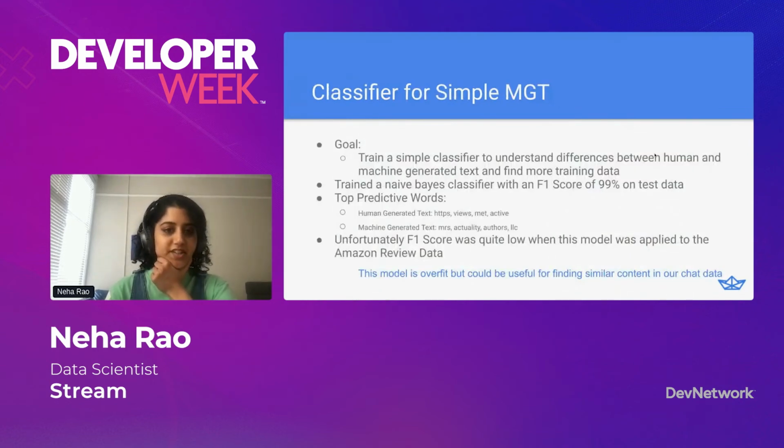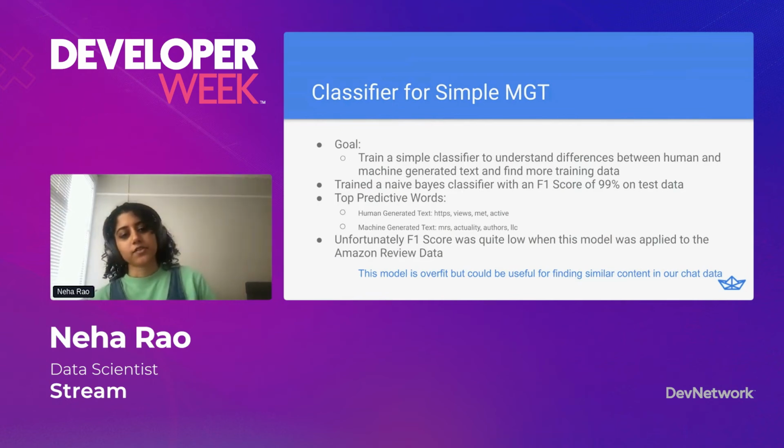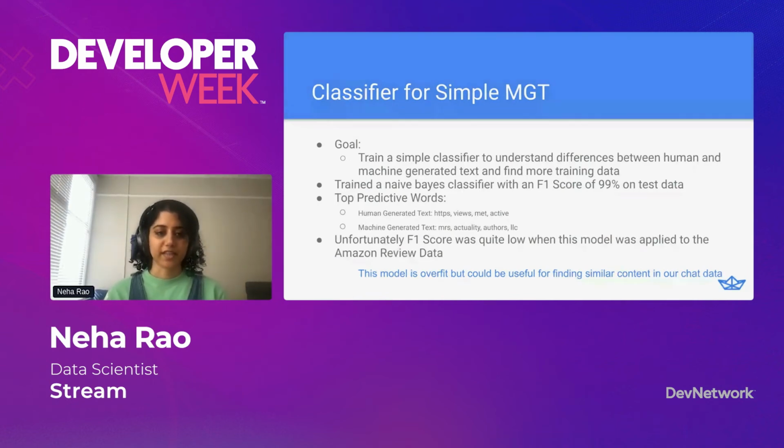So another technique I tried was to build a simple classifier for simple machine-generated text. My goal here wasn't to create something that was production ready necessarily. It was more so to train a simple classifier so I can understand the differences between the human and machine-generated text that I found, and repurpose this model to find more training data that's very similar to our simple machine-generated text.